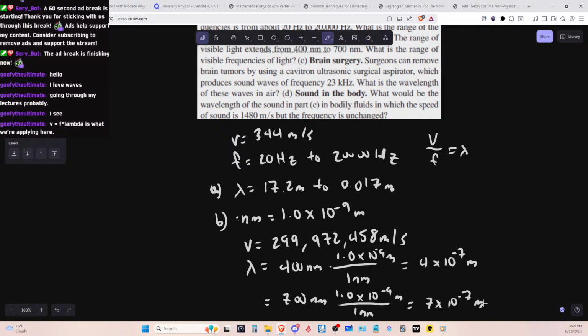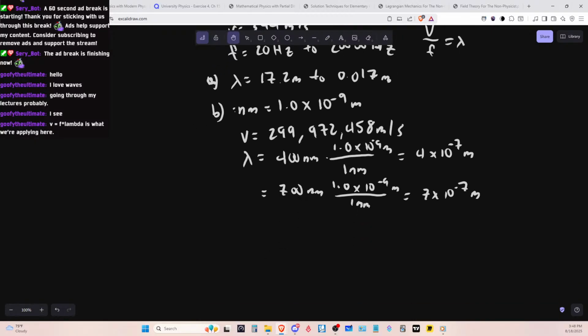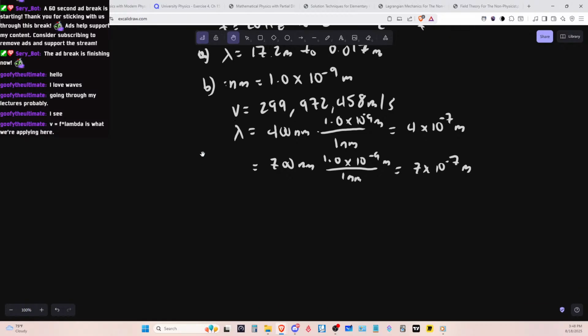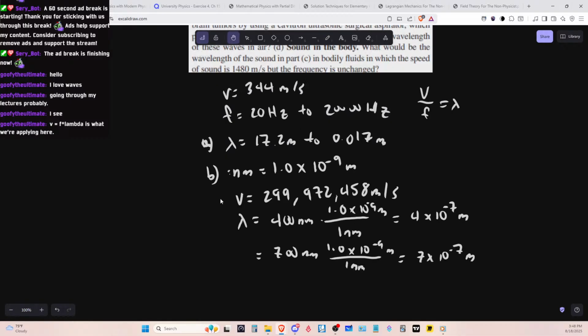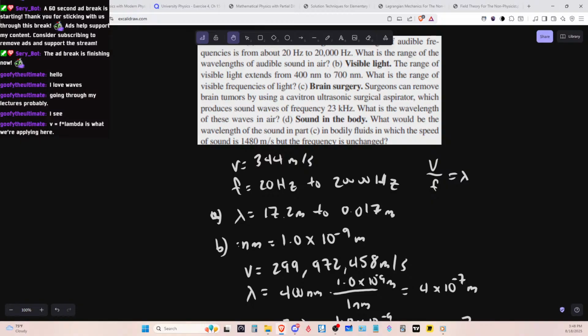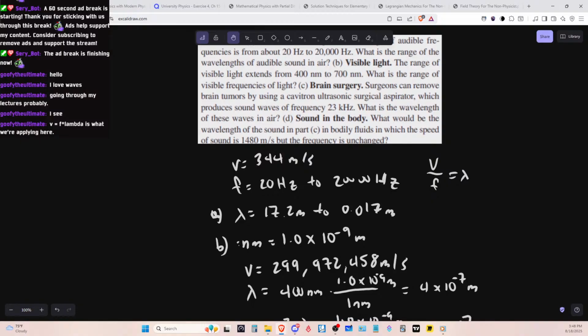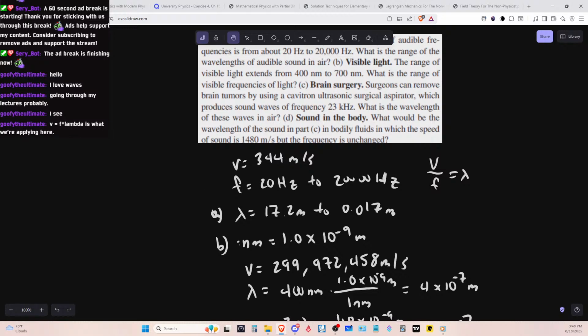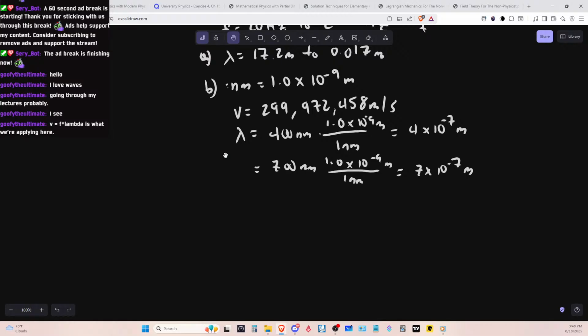So now we gotta calculate the wavelength of it. Well, not the wavelength, the frequency. Right? Or did I calculate the wrong thing? Let me see. Visible light extends from nanometers. So I think that is the wavelength. Yeah, because that's a distance, so we have to calculate the frequency now.